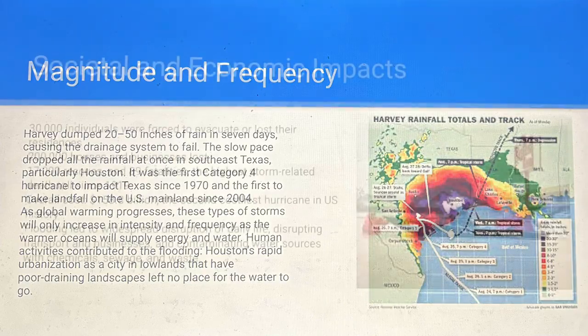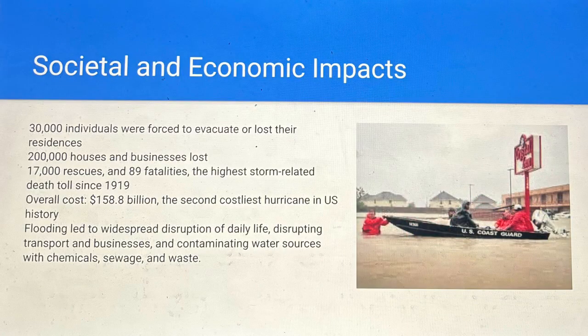So next we're going to look at the societal and economic impacts. So 30,000 individuals were forced to evacuate or lost their homes. 200,000 houses and businesses were lost. There were a total of 17,000 rescues and 89 fatalities. It was the highest storm-related death toll since 1919.